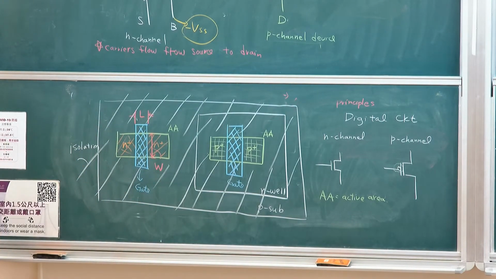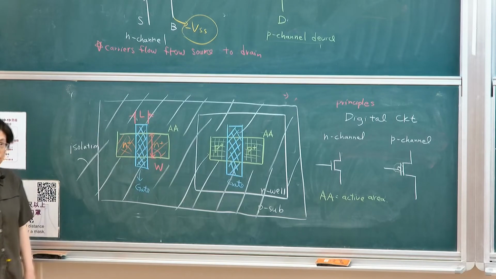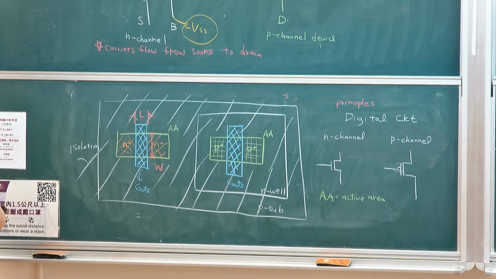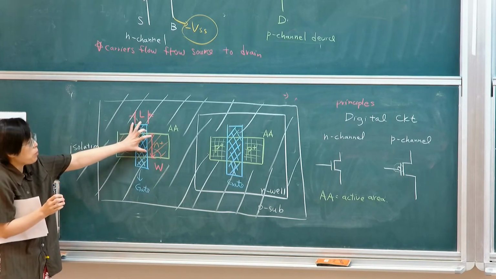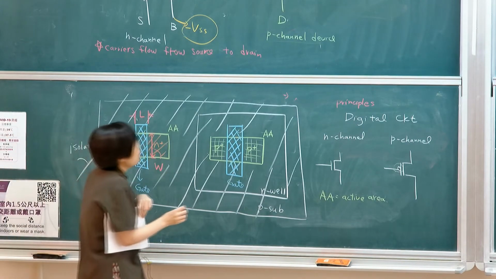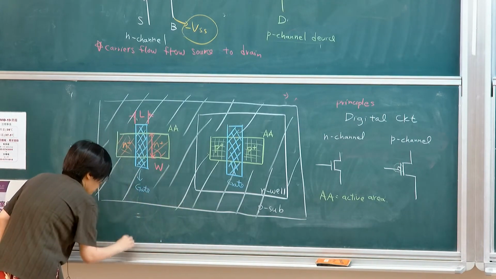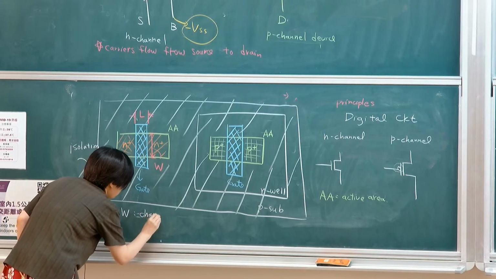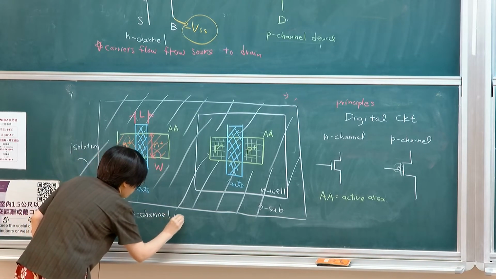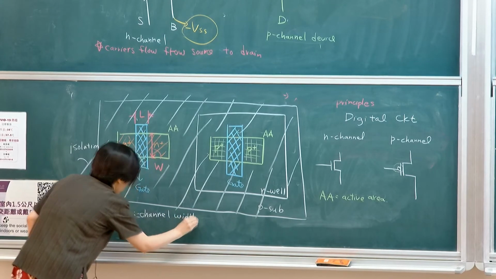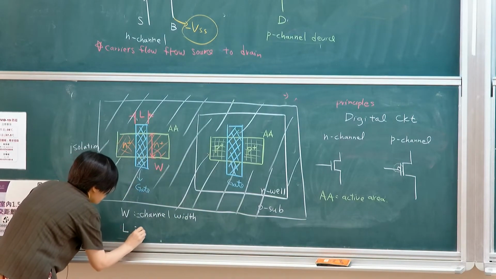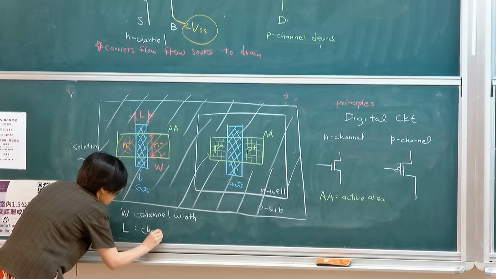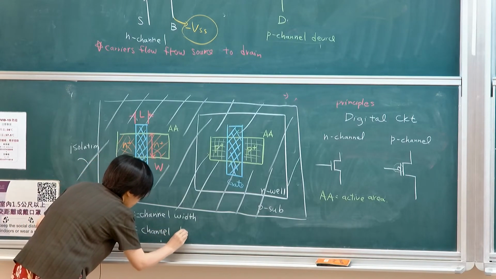It's the channel width. Because it's a surface device, the device characteristic is defined by two main parameters. One is called W. Let me write down W. It's called the channel width. L is called the channel length.